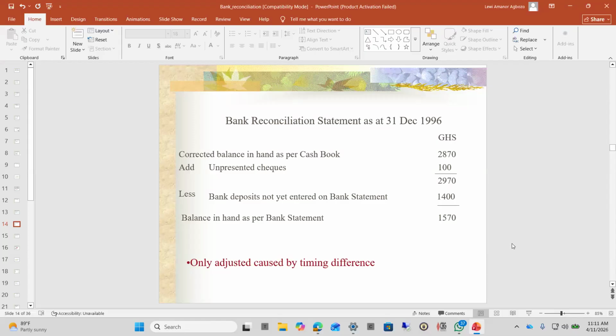If your unpresented check is 100 cedis, and your uncredited checks are 1,400, prepare a bank reconciliation statement to show your cash book balance.